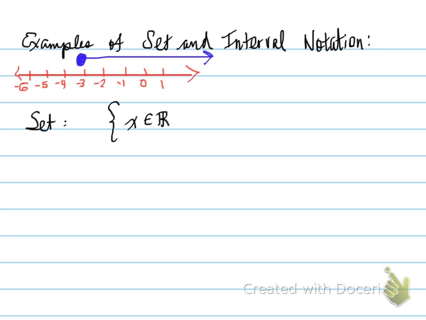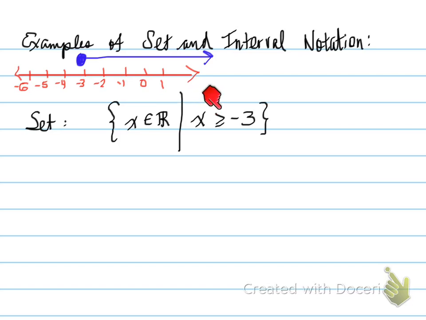x belongs to real, such that. So this represents such that. Again, this is mathematical speak, where this represents how to understand what is being expressed on this number line in set notation. x belongs to real, such that x, the variable that we're looking at, all the numbers on this number line, this blue number line up here, are greater than or equal to -3.